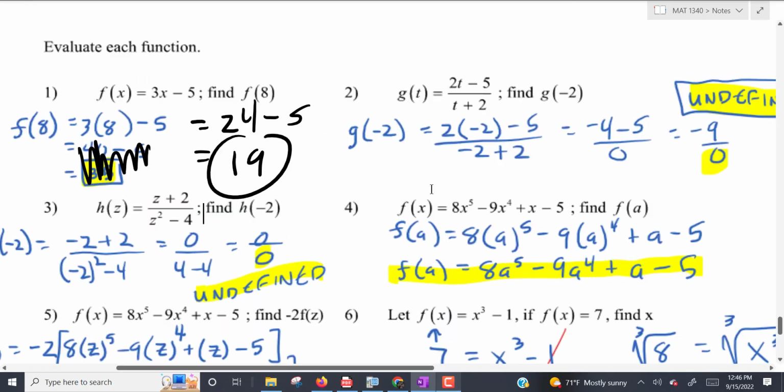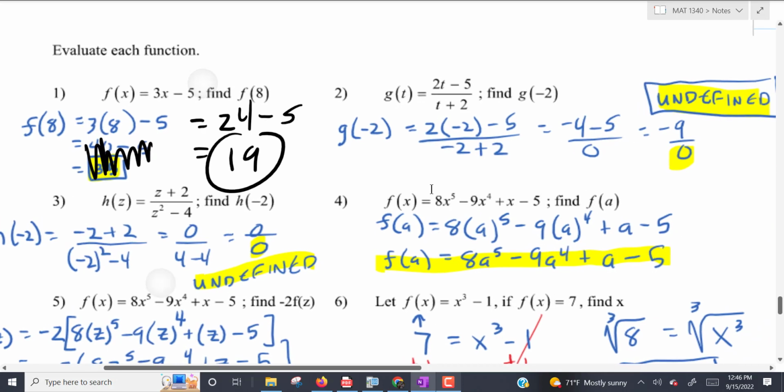What I've got here, just kind of the first 4 here. I think everybody's probably got the first 4 okay. So number 1 was 19. Everybody had that. Number 2 was undefined. I don't know if everybody did the arithmetic right. I think some of you had that numerator wrong. You should have negative 9 over 0, but you can't divide by 0, so that's undefined.